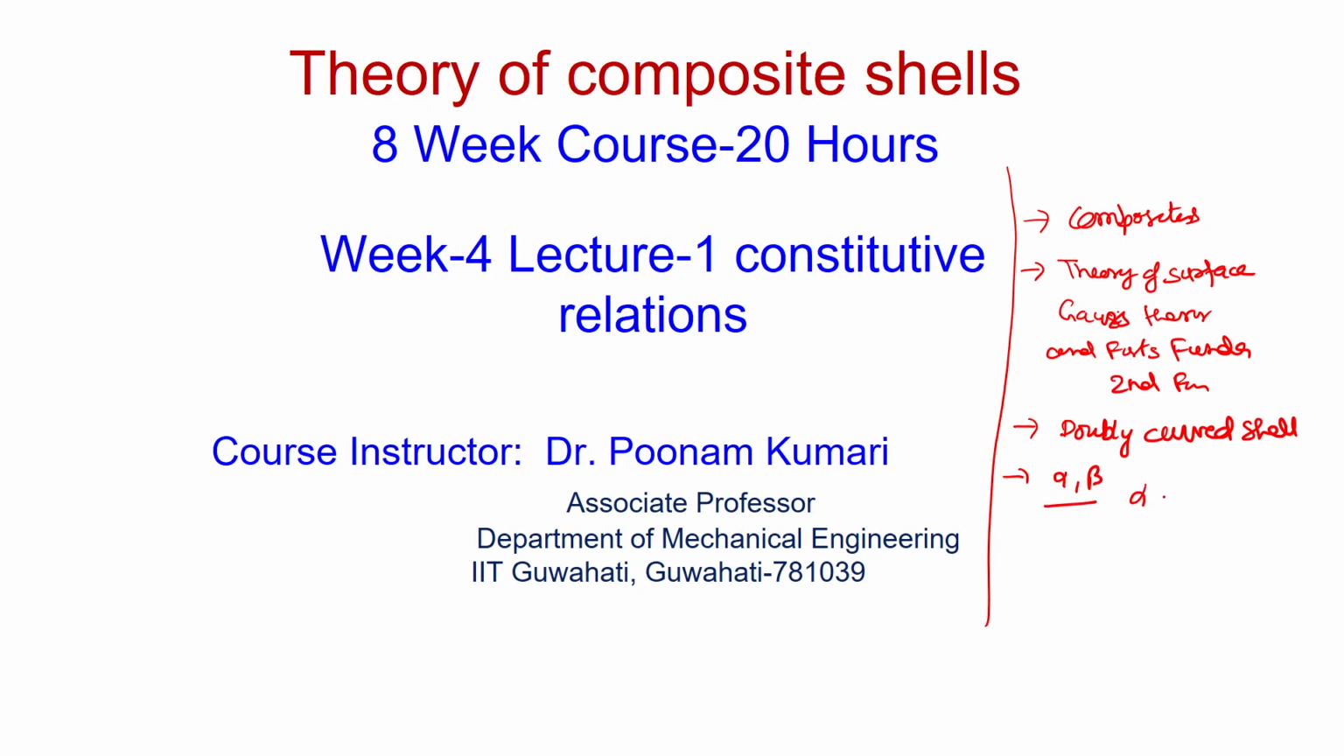Alpha and beta are orthogonal curvilinear parameters, and we also discussed special cases: from the basic shell equations, can we get the equations for a cylindrical shell, a spherical shell, a conical shell, a plate or a circular plate.